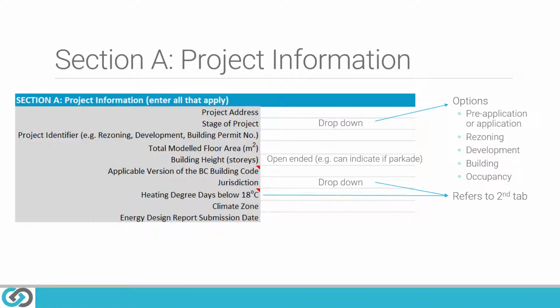Then you enter the climate zone. It's another drop-down menu, and just a reminder, this is based on your BC climate zones, not ASHRAE 90.1. And finally, the date that you're submitting the energy design report. So one thing that we came across when we were first testing out the report was it could be a little bit sticky as to the formatting of the date. So if you use what we've recommended there, that format, then you shouldn't go wrong.